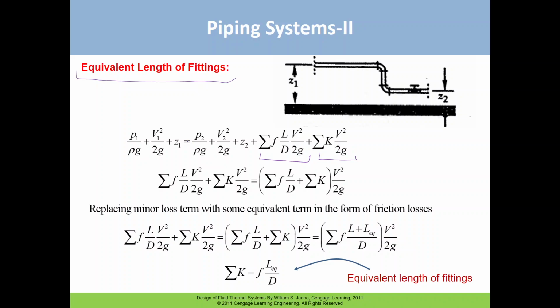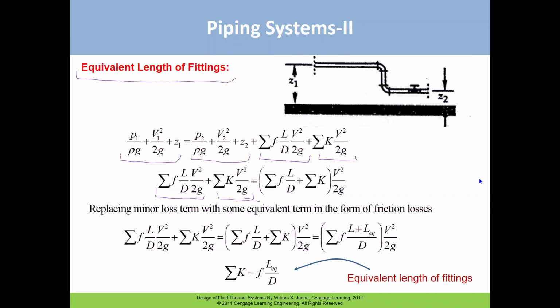If you see this equation, again this is the modified Bernoulli's equation, with the energy terms and then the friction losses term. If we keep the friction losses and the minor losses all together, then we can write it in this form. Our objective here is to represent this summation of k in terms of length and diameter.